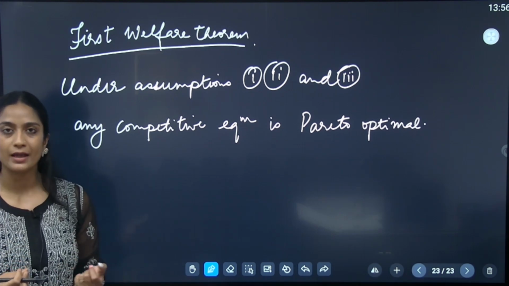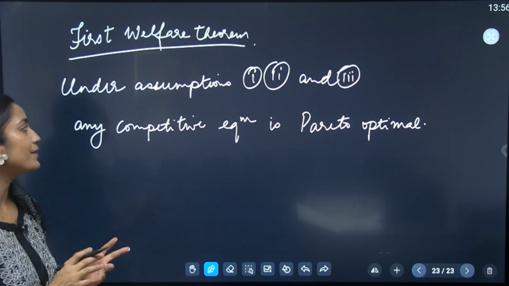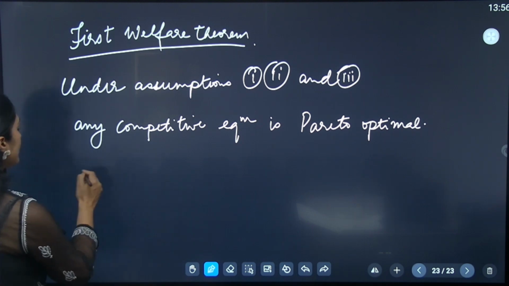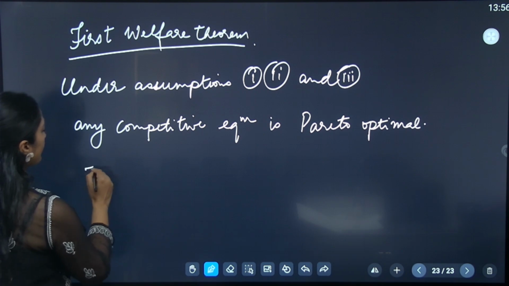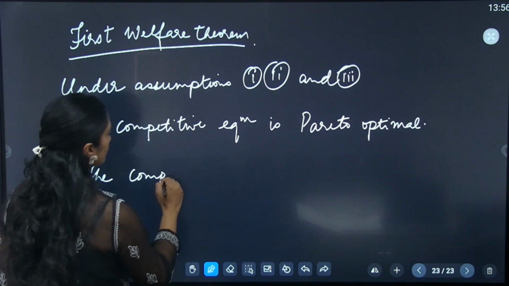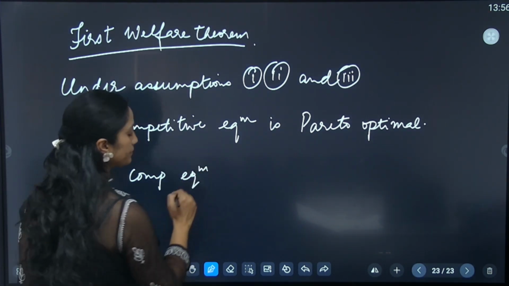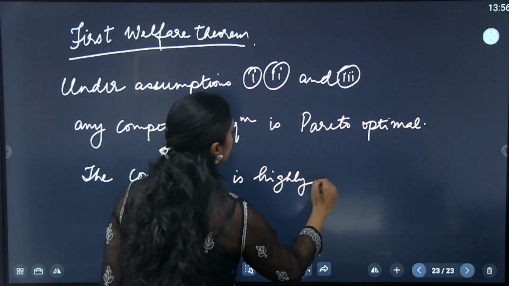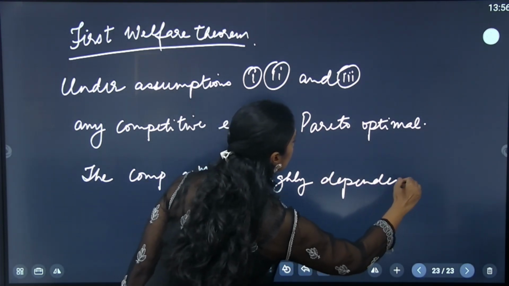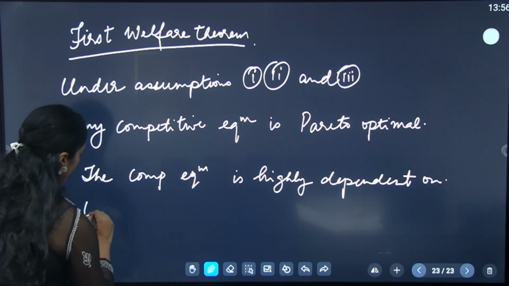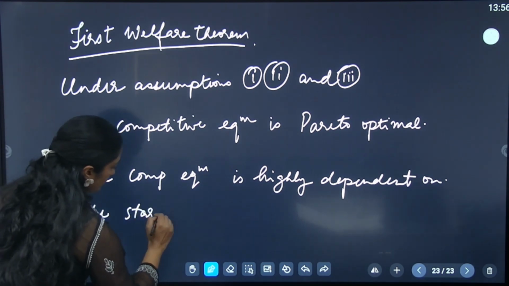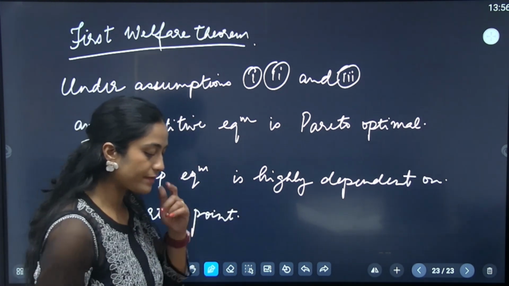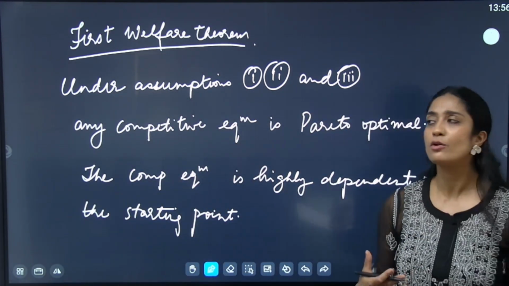fairness of distribution. You know? So the biggest drawback or the biggest problem with the first welfare theorem is that the competitive equilibrium is highly dependent on the starting point. And this is one of the major criticisms of capitalism per se.